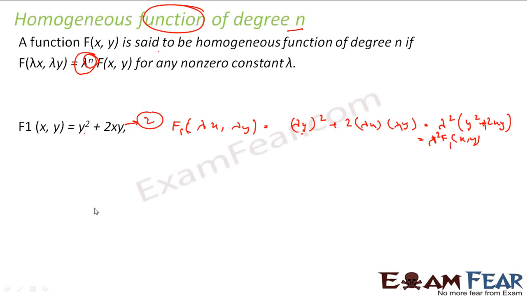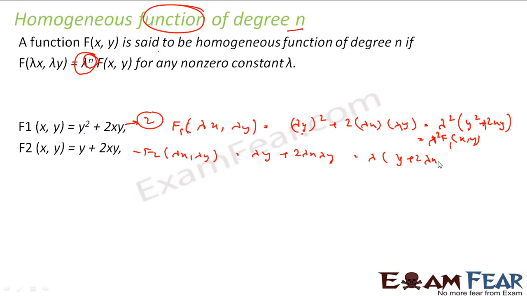What I've done, I was given f1 of x, y, I found f1 of lambda x, lambda y, and I found that this is nothing but lambda square into f of x, y. Let's take an example, y plus 2xy. If I take f2 of lambda x, lambda y, this becomes lambda y plus 2 lambda x lambda y. And if I take lambda common, this becomes lambda times y plus 2 lambda xy. 2 lambda is extra here, so I can't write this as nothing but lambda into f of x, y. So this is not a homogeneous function.